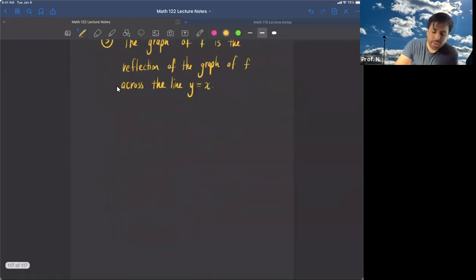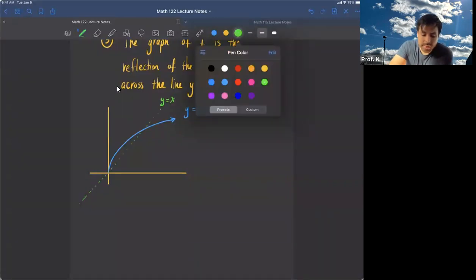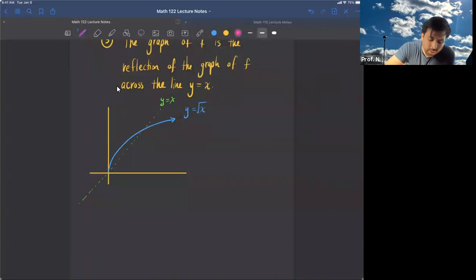So for example, let's use the graph that we talked about already. Right? Y equals square root of x. Then if I draw the line y equals x, which is this diagonal here, and I reflect this line, then the graph would look something like this. It's literally symmetric. This would be the inverse.